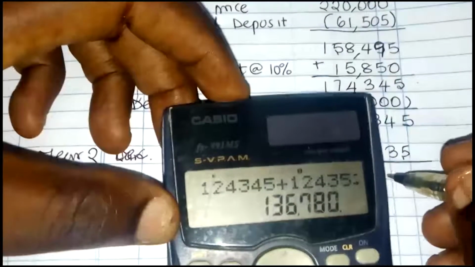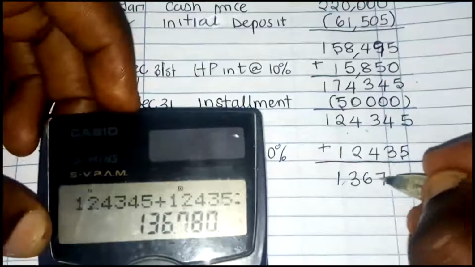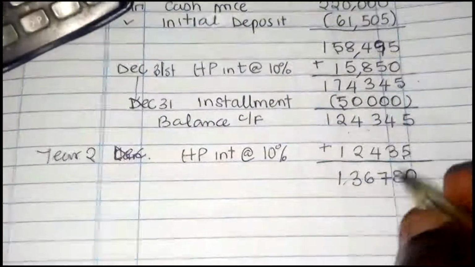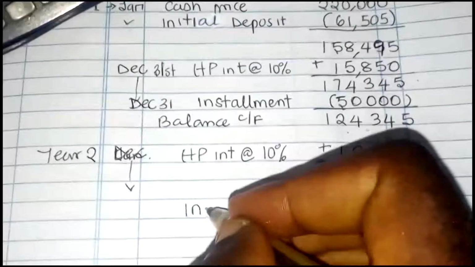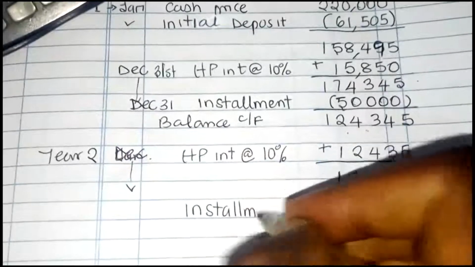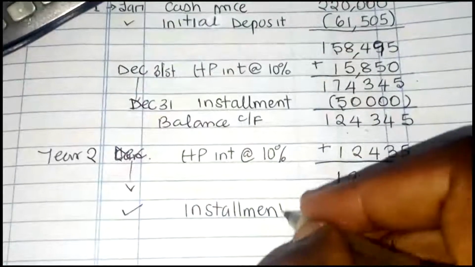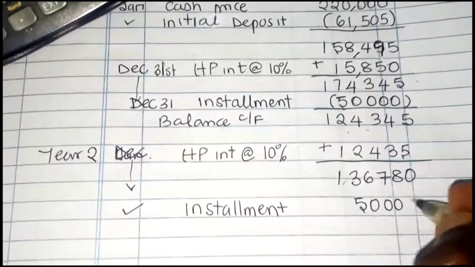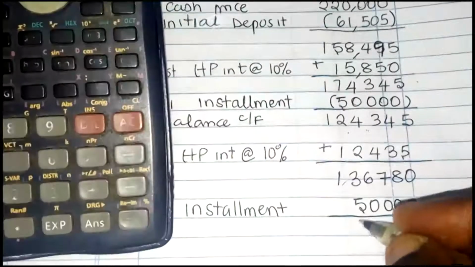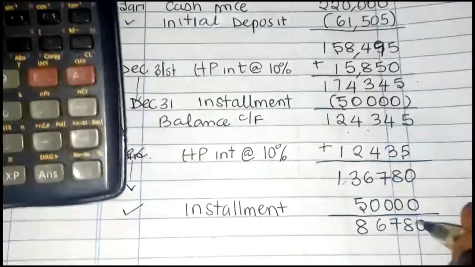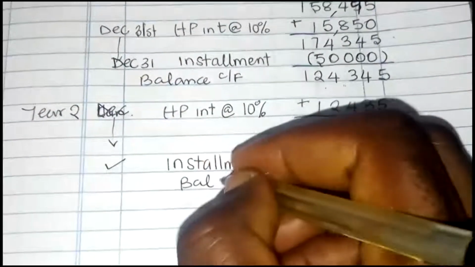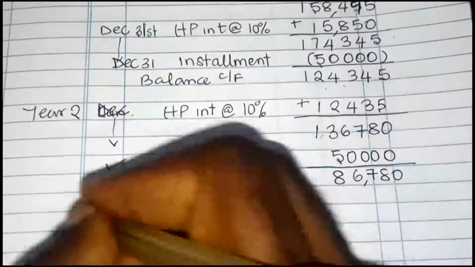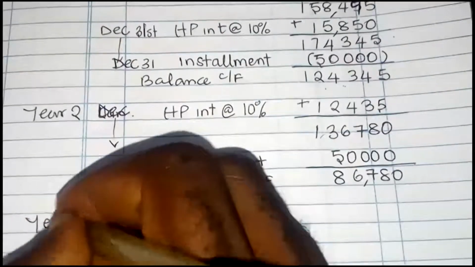Okay, so I'm having 136,780. Okay, then that December, the second year, you will subtract the installments for that December, installments of 50,000. Okay, then if you subtract, you have 86,780. All right, so if you use your calculator, then this will give you the balance carried forward.